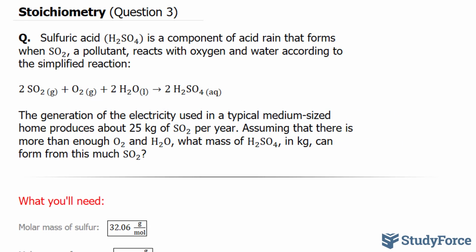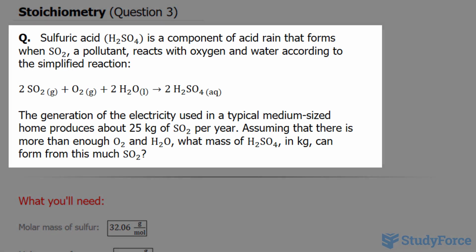In question 3 of our stoichiometry series, we're asked: sulfuric acid, which has the chemical formula shown there, is a component of acid rain that forms when SO2, a pollutant, reacts with oxygen and water according to the simplified reaction shown underneath. Notice that it is balanced, and you need to balance your chemical reactions before doing stoichiometry problems.